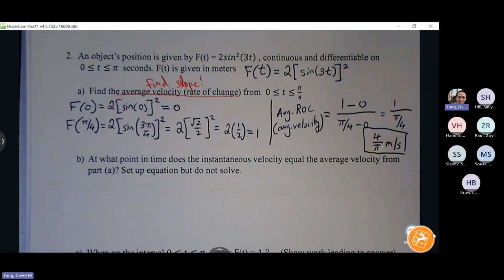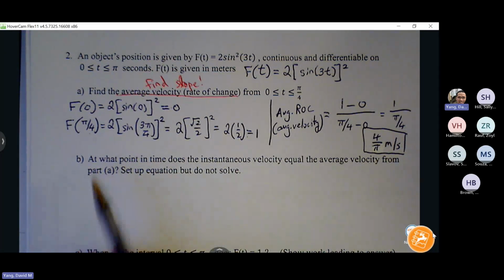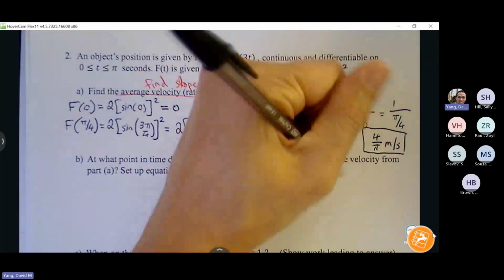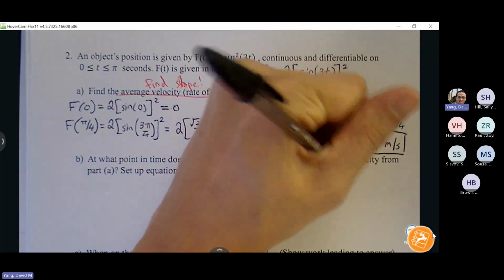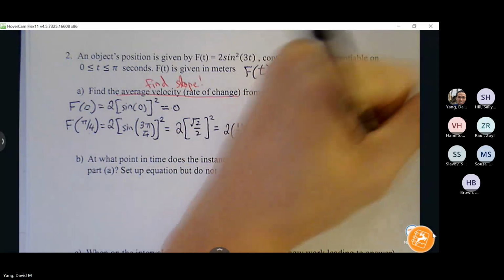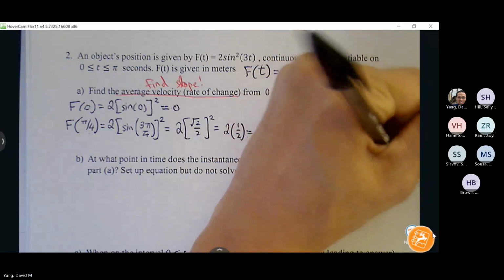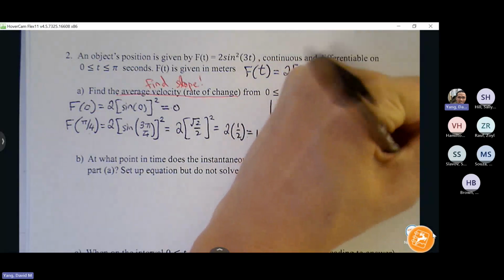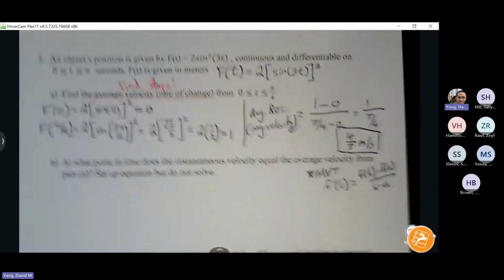All right, so part B: at what point does the instantaneous velocity equal the average velocity? Set up the equation, but do not solve. This is basically a rearranging of, or application of, the mean value theorem. So this is what the mean value theorem says: take the derivative, take the slope that we gathered in part A, and set them equal to each other. So we just have to find the derivative.